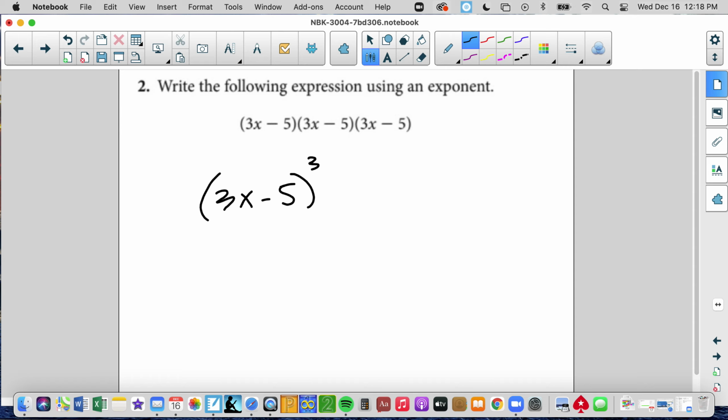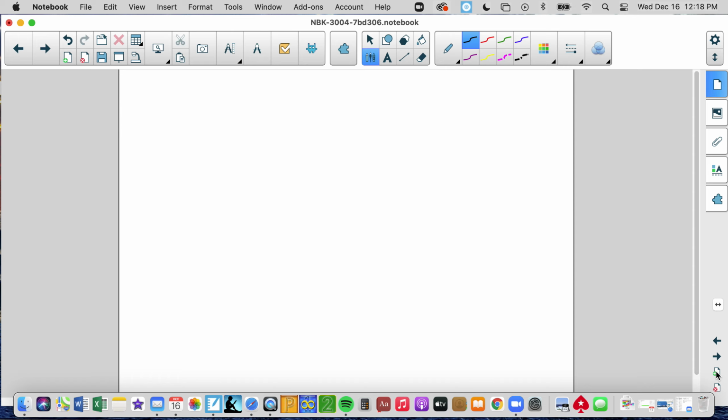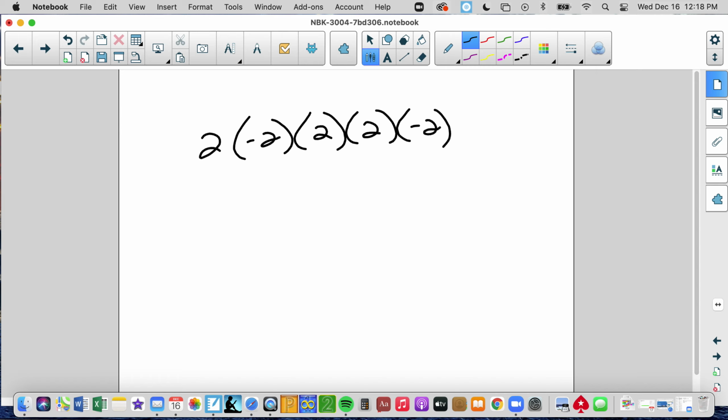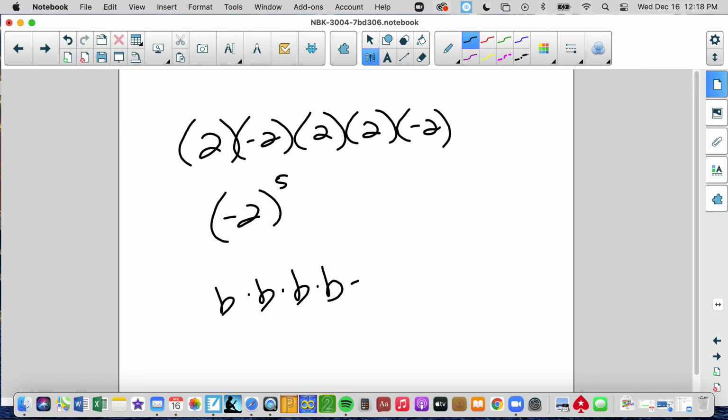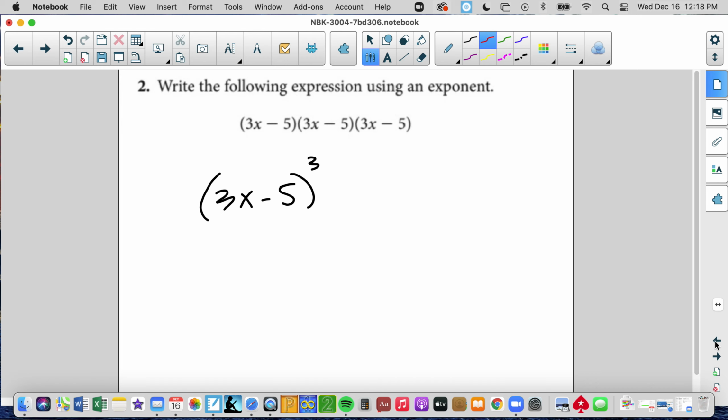So you can't, if you have 2 times -2 times 2 times 2 times -2, you can't write that as -2 to the 1, 2, 3, 4, 5. That's not going to work. So the bases always have to be the same. It has to be the same number. So if you have b times b times b times b, that would be b to the 4th. They must be identical bases. Whatever you're multiplying has to be identical. So just a little thing to keep in mind.